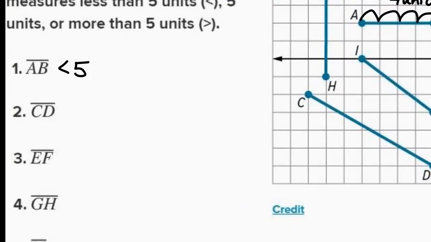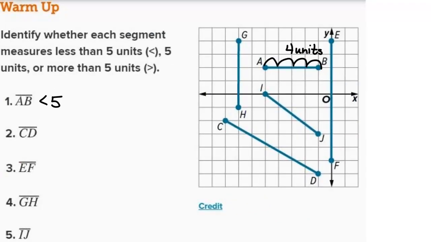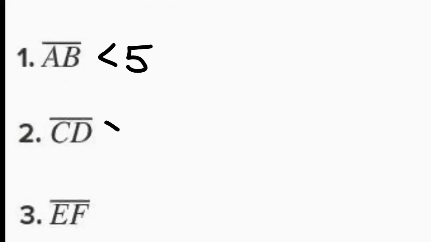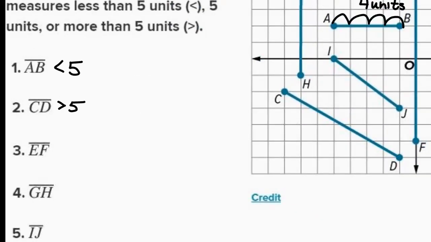Segment CD, I can't just count the boxes there because it's diagonal. And what we're going to learn today is how to calculate that precise distance. But I just want to use what we already have. If segment AB, right here, is 4 units long, 5 units would be just a little bit bigger, right? What do you think? Segment CD, more, less than, or equal to 5 units? More. Definitely looks like more to me. So CD, I would say, is greater than 5 units. I think I said 4 before. I'm sorry, I meant to say 5.